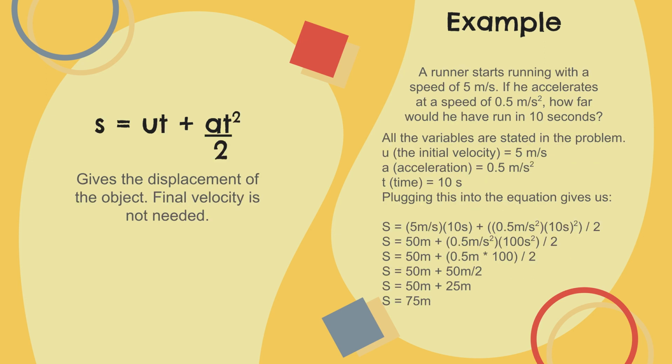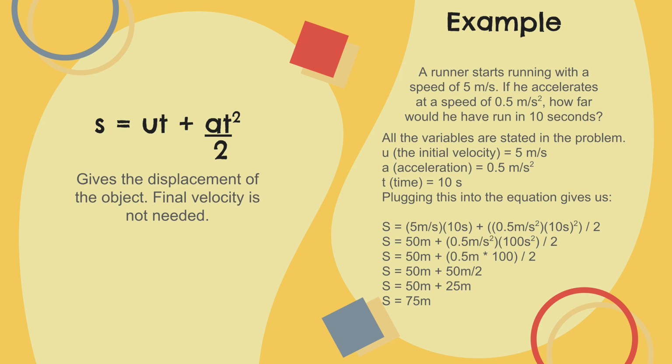Next, we have s equals ut plus at squared over 2. This equation gives us the displacement of the object. Now, because this equation doesn't have the variable v in it, we can see that the final velocity is not needed. We can see this applied in the example to the left.